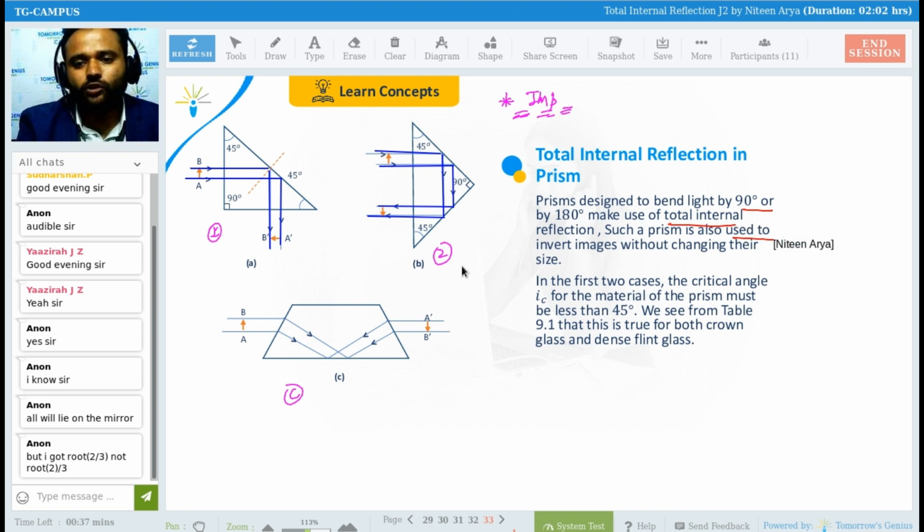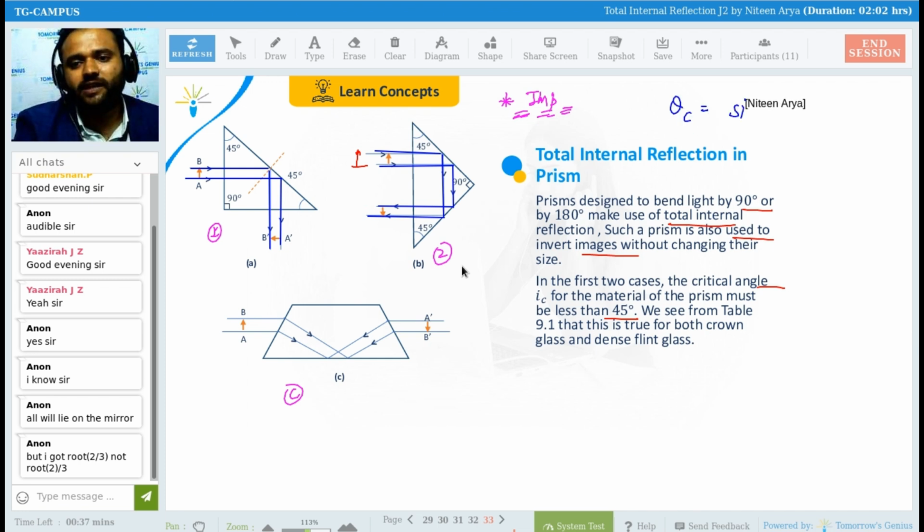Such a prism is also used to invert images. What we are doing basically is, if this is an object, the image is going to be in this way, so we are inverting the images, nothing more. In the first two cases, the critical angle theta c for the material of the prism must be less than 45 degrees, because the angle of incidence is 45 degrees.